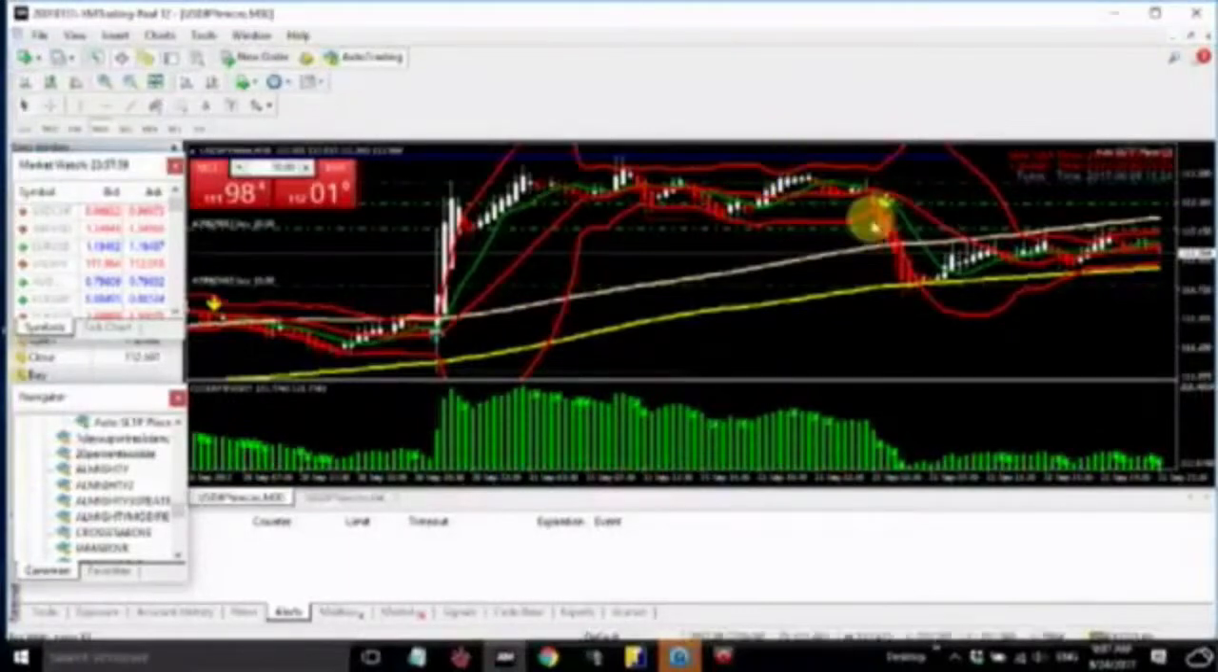Later touching the lower band. Good. This is not what I want to say. When you use this Bollinger Band with this moving average period 200, how do you know that this price is coming back to the moving average period 200?